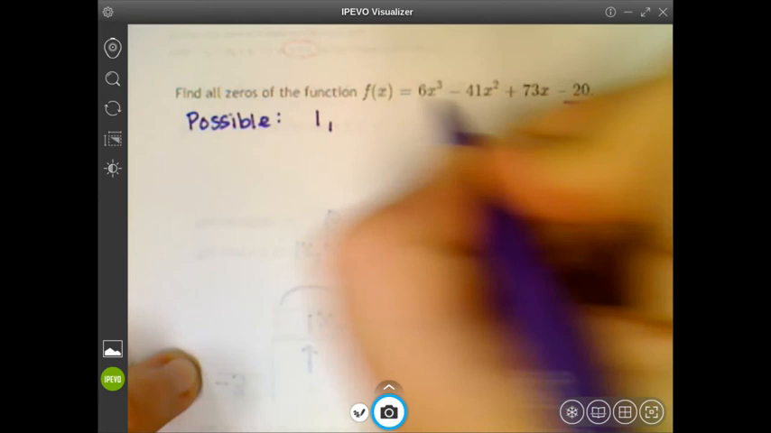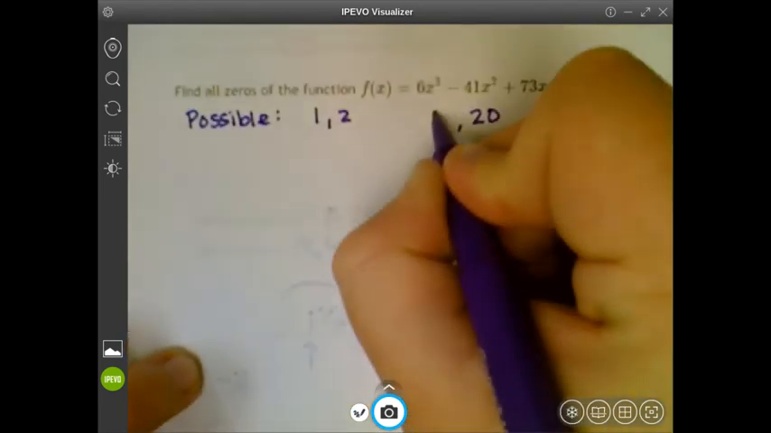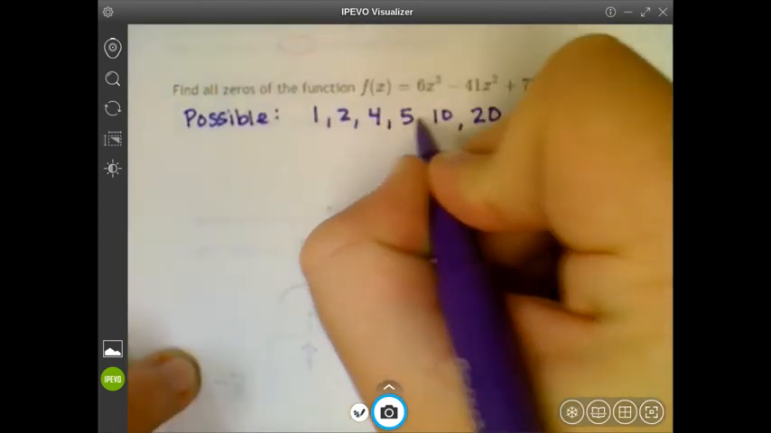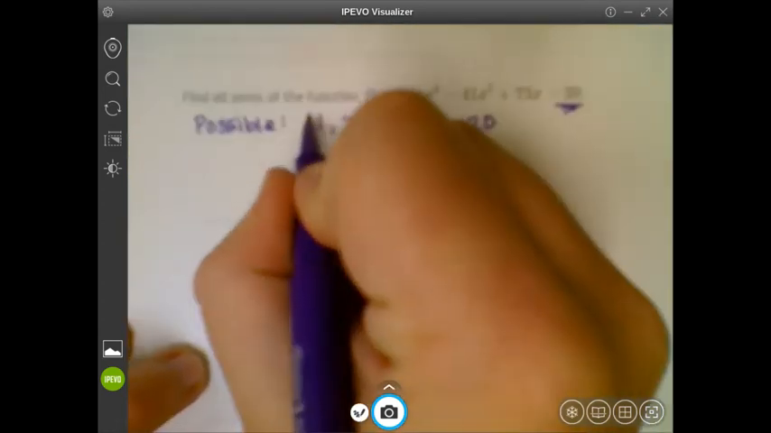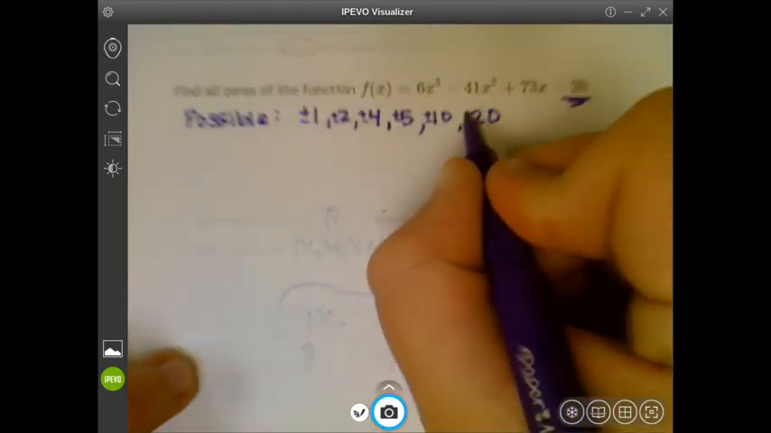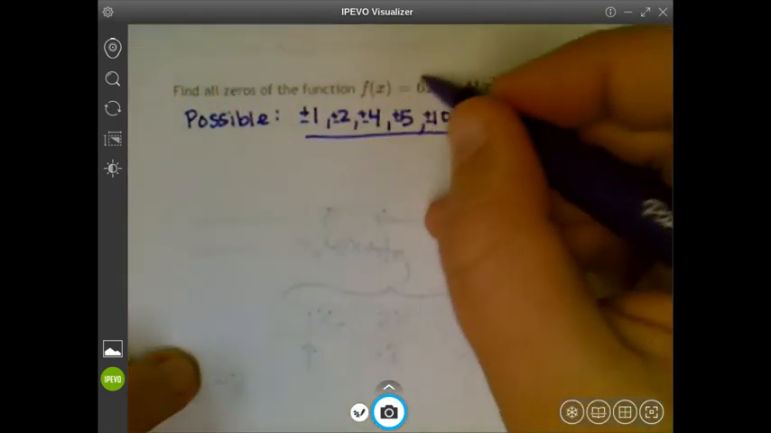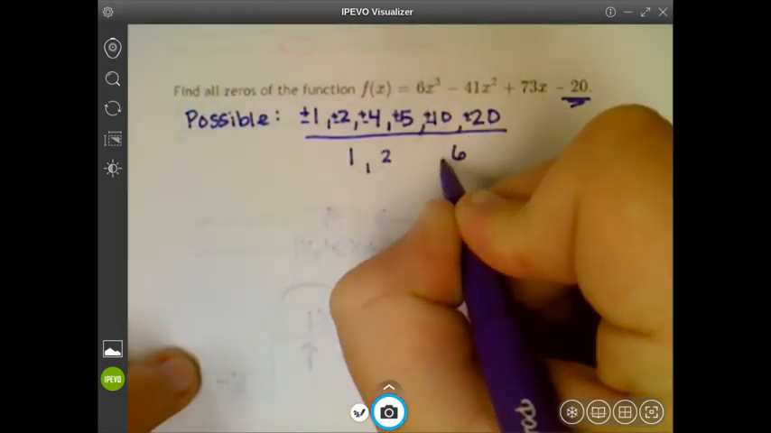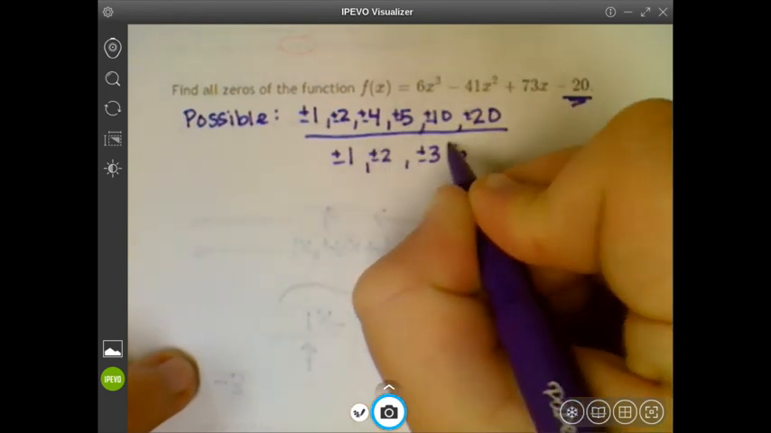That would be 1 times 20, 2 times 10, 4 times 5, and that is all of the factors of 20. You have plus or minus for each one. These would be divided by the possible factors of 6. So 6 could be 1 times 6 or 2 times 3. And once again, it's plus or minus for each of those numbers.